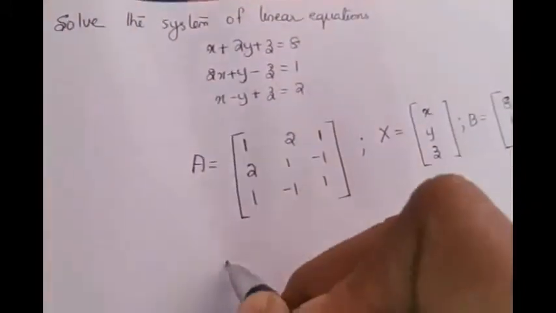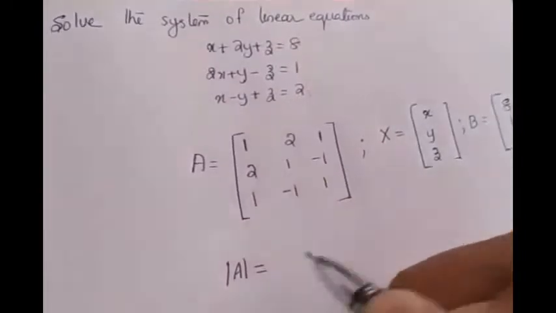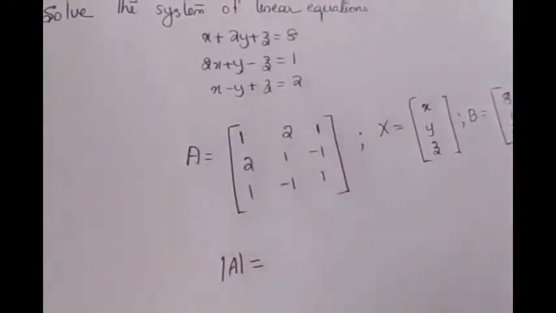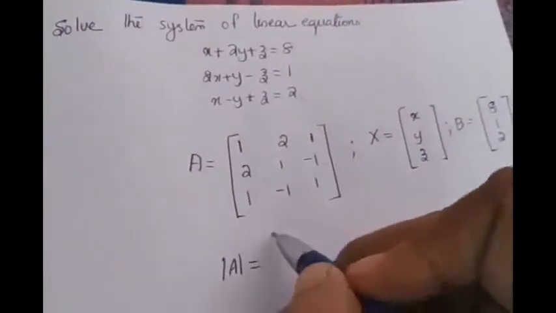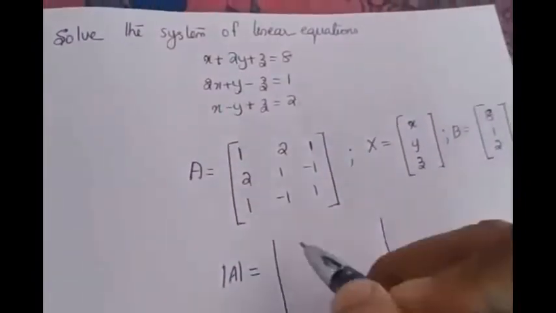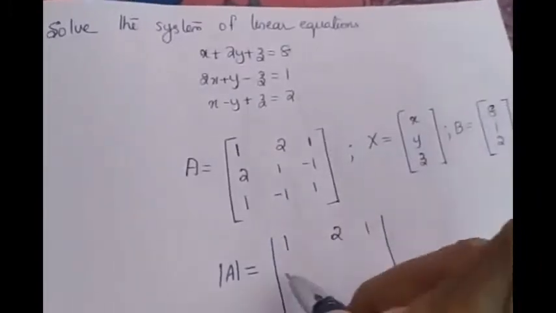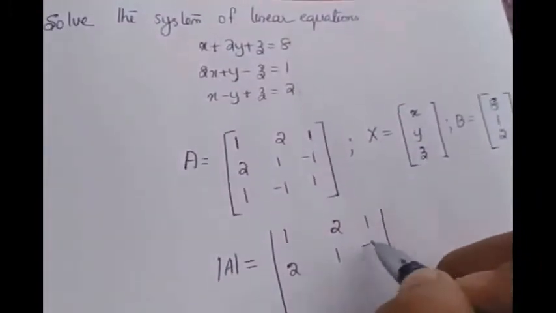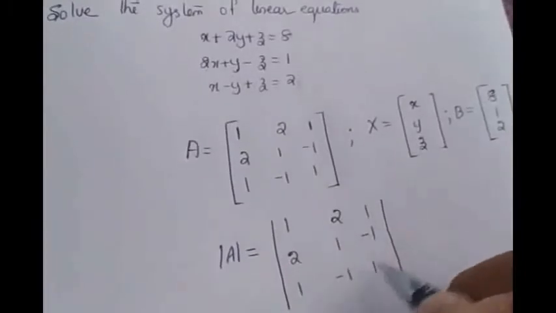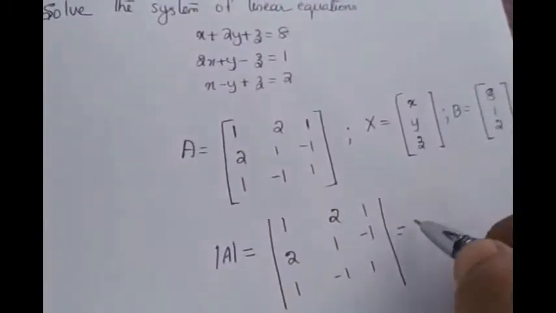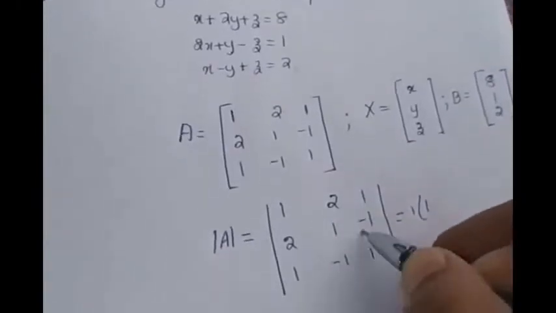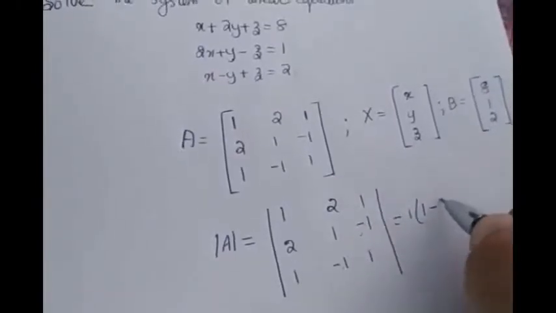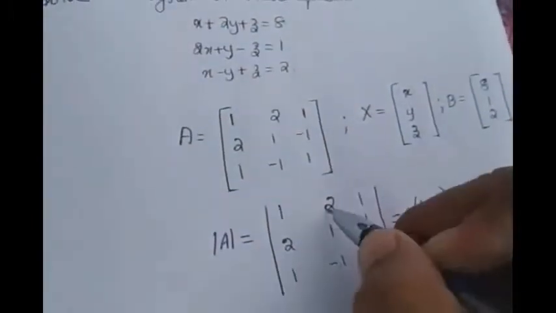The first step is to find the determinant of A. If the determinant of A is equal to 0, we are not able to find the solution. So find det A. Determinant of A will be equal to the determinant of 1, 2, 1, 2, 1, minus 1, 1, minus 1, 1. So expand as usual. I am going to expand using the first row: 1 into 1, there are two negatives and a negative here, so 1 minus 1 minus 2.